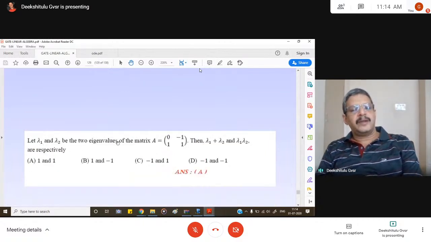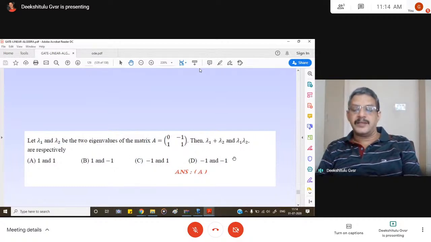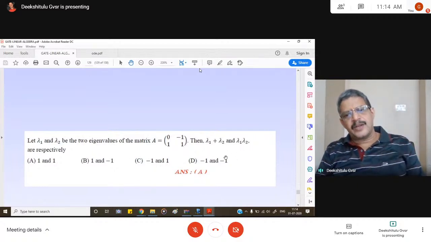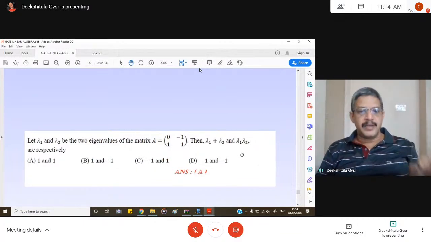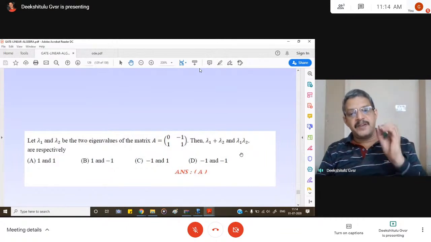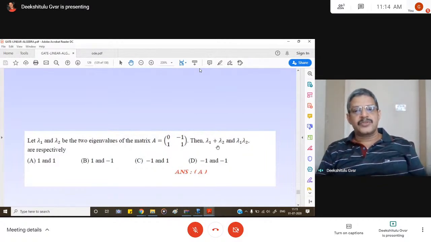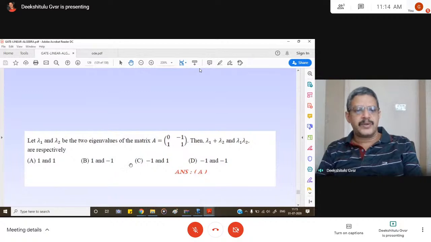Lambda 1 and lambda 2 are eigenvalues of matrix A, 0, minus 1, 1, 1, and we need lambda 1 plus lambda 2 and lambda 1 lambda 2. Again the same. See how many questions we are getting on the same property: sum of the eigenvalues and product of the eigenvalues. Till now we have done 4 or 5 problems in GATE. Every year we have one problem on sum and product of the eigenvalues. So the sum of the eigenvalues is the sum of the principal diagonal elements, that is 1. The product is the determinant, which is 1. You need not do anything, just by looking at this you can tell the answer.